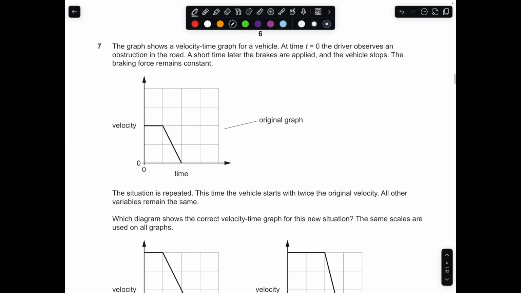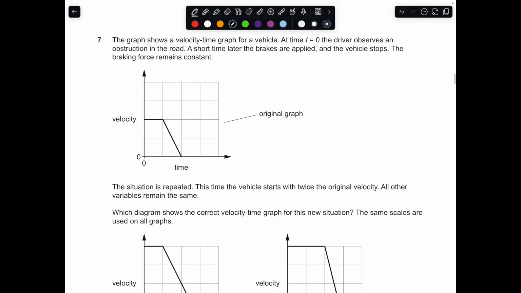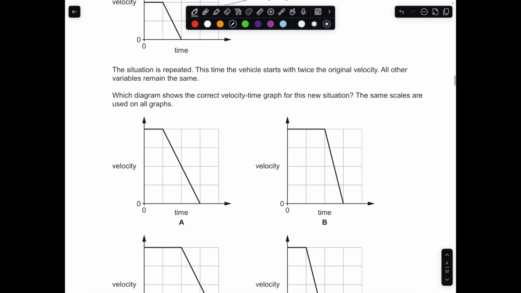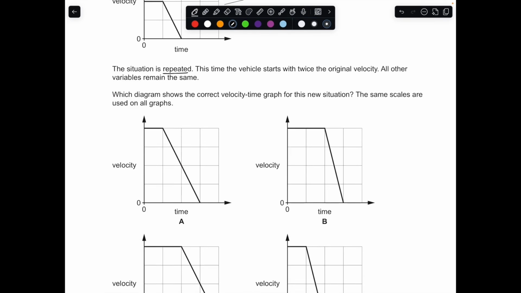Question number 7. The graph shows a velocity time graph for a vehicle. At t equals 0, the driver observes an obstruction in the road, and a short time later the brakes are applied and the vehicle stops. The braking force remains constant. We've been given that the situation is repeated, and this time the vehicle starts with twice the original velocity. All the other variables remain the same.